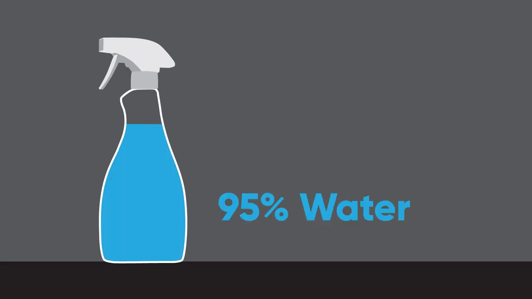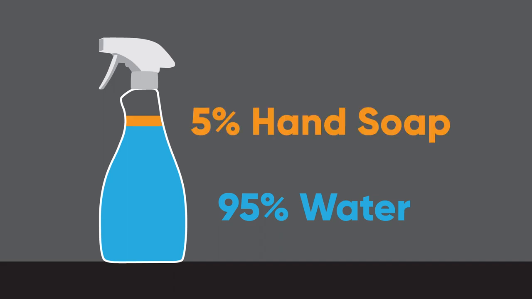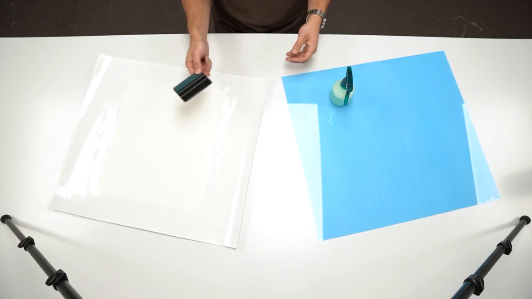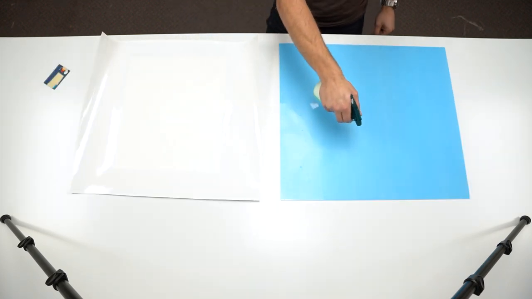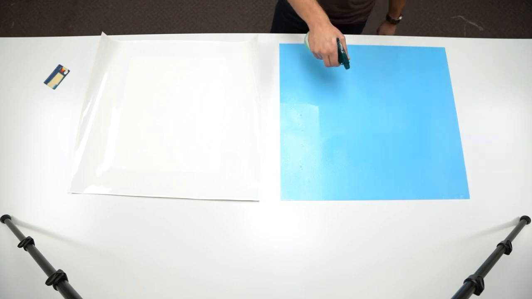A homemade applicator spray can be made using a solution of 95% water and 5% hand soap. You probably don't have a squeegee either. But what you do have is a credit card, and we can use this instead. Okay, now that we're ready, we're going to spray down the cleaned acrylic with our new soapy solution.